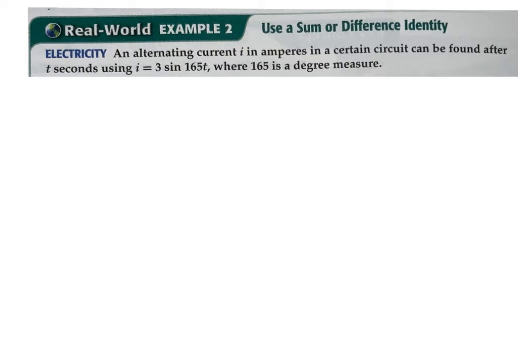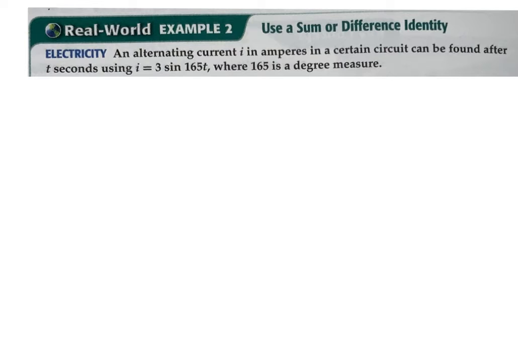So an alternating current I in amps in a certain circuit can be found after t seconds using I equals 3 sine of 165t. And I think in your book you have parentheses around your sine of 165 maybe? Okay. It will not make a difference because they use t of 1 second. But just FYI, mine looks different.